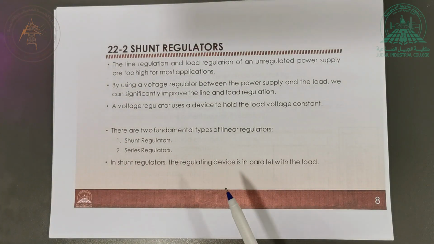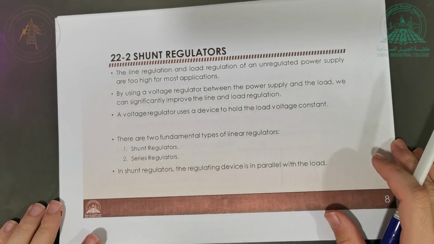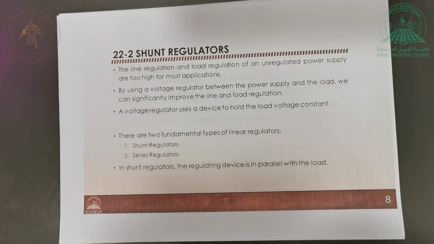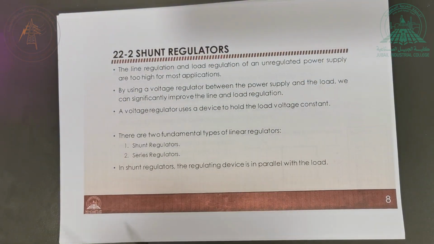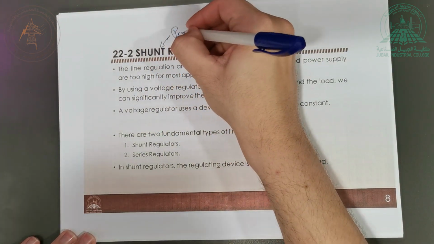Okay. Now in practice, we have two kinds of regulators that can be implemented. We have shunt regulators and we have series regulators. So the power regulators can actually be designed in two different types, shunt and series. Shunt means what? Shunt means parallel. The word shunt means parallel. So we have parallel or shunt.